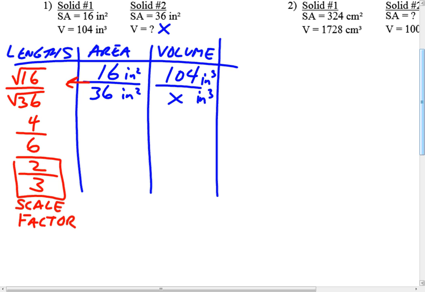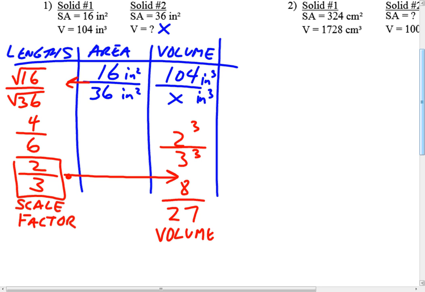I'm not looking for this, but now I'm going to jump up to here to get the volume ratio that I need. How do you move from the scale factor to the volume ratio? What is 2 cubed and 3 cubed? 8 over 27. What is that? Volume ratio. And what was the only one that was actually given to us? This is the area ratio, and that was the one that was given.